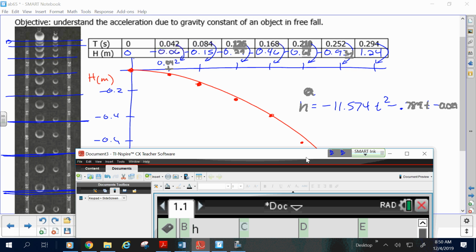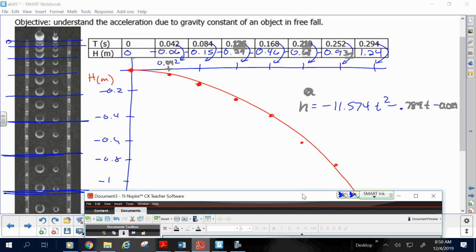What should the height be when time is 0? 0. I mean, it's close. It's 200ths or 300ths. But there's a little error here in the error of measurement. Okay? We were, after all, taking stabs at the heights, not actually nailing it.